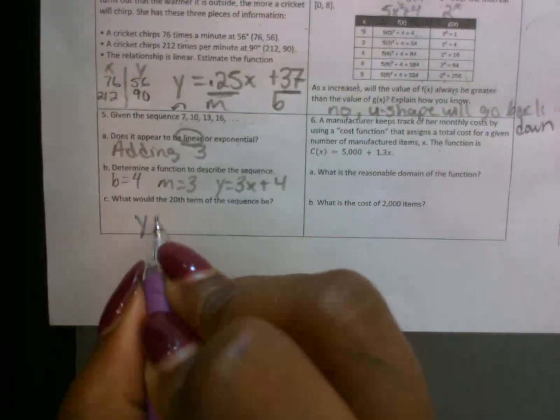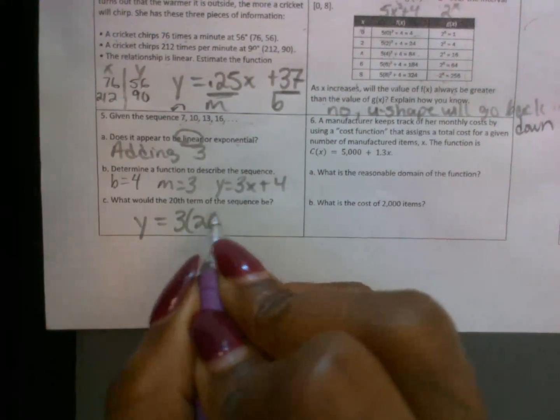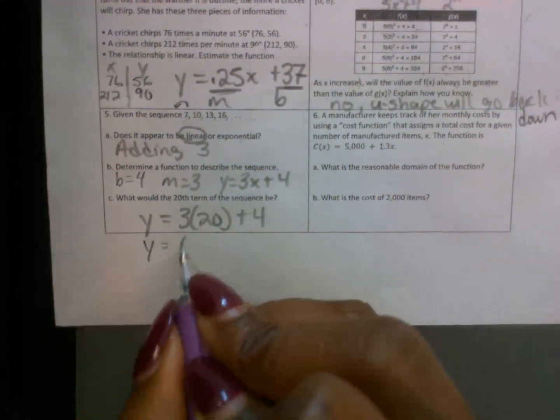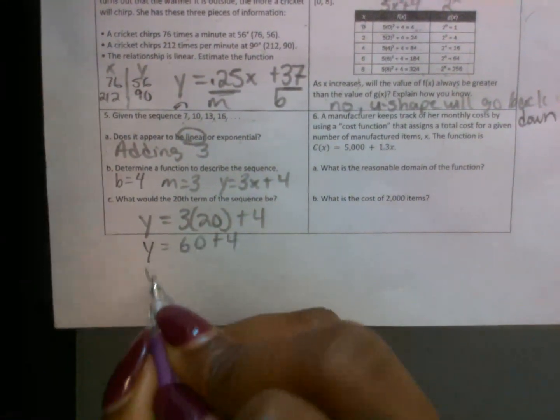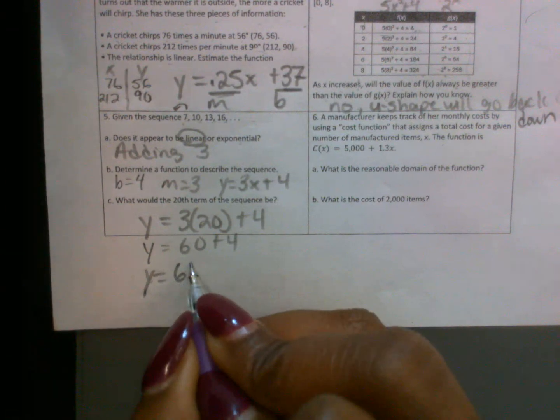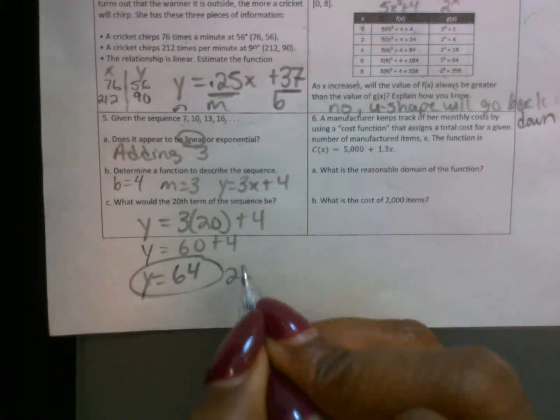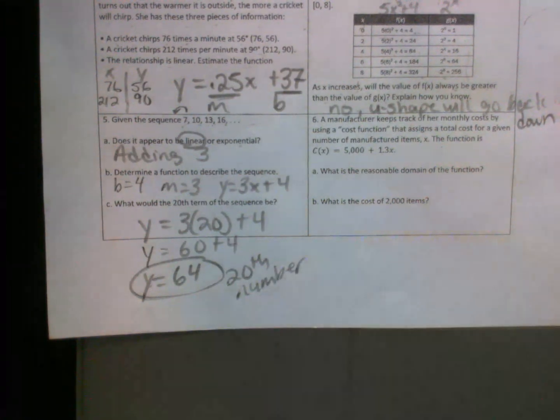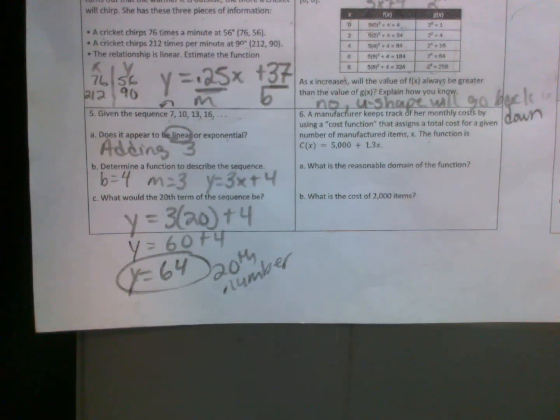Okay. So now the 20th number, just plug in 20 for x. So this is going to be y is equal to 3 times 20 plus 4. What's 3 times 20? 60. This is 60 plus 4. 64. So the 20th number is 64. Does that make sense?